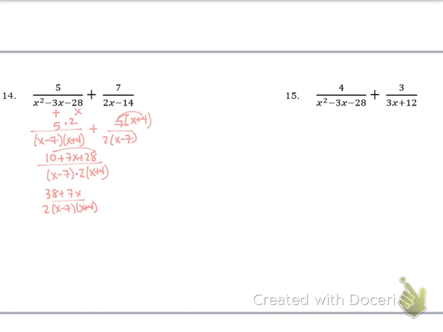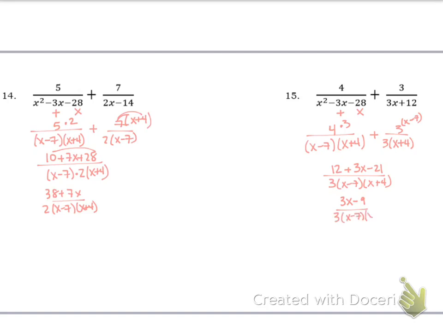My next one here multiplies to negative 28, adds to negative 3. It is negative 7 and 4 again. I got a GCF on my other side of a 3, so I'm going to pull him out. They share that x plus 4. This one's missing 3. This one's missing x minus 7. So my bottom is going to have that 3, the x minus 7, the x plus 4. 4 times 3 gets me 12, plus I distribute, so I get 3x minus 21, which will get me a 3x minus 9.